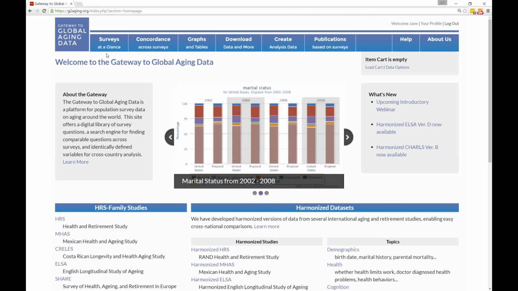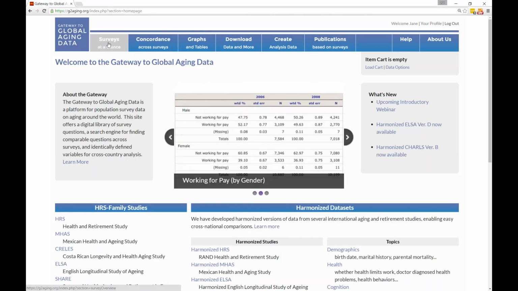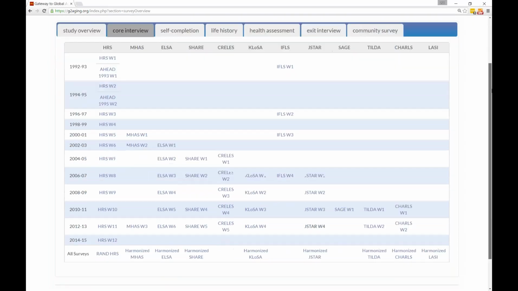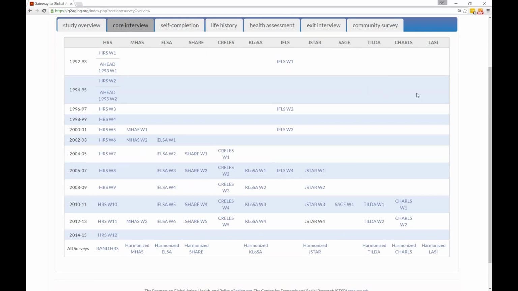So let's look at some of the survey metadata. If you use the Surveys at a Glance tab here at the top, one of the things you can see is this chart with the core interviews, which is the main interview that is asked. This chart is helpful because it gives you an idea, as I did in the intro, about when different surveys came online. You can see the HRS started in 1992, but SHARE, the European survey, started in 2004.